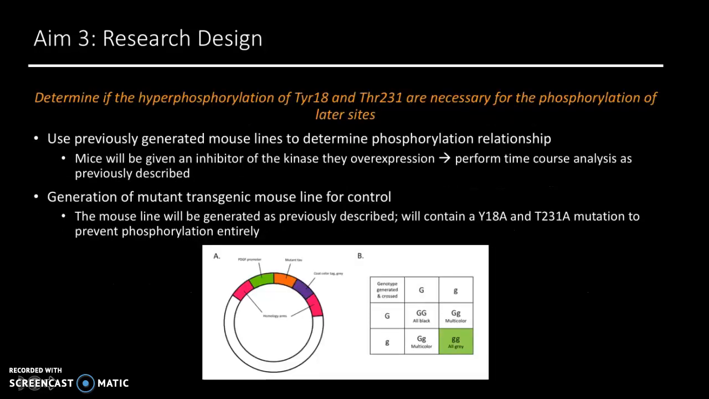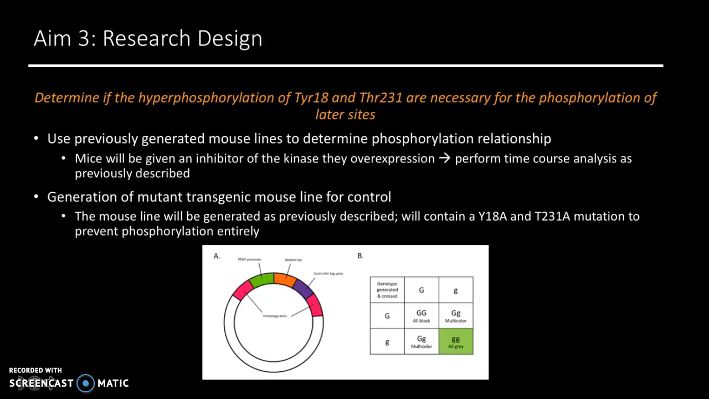My third aim, this one I'm actually super interested in. I read a whole bunch of papers and I couldn't find anything on it, but I'm interested in looking at if the hyperphosphorylation of tyrosine 18 and threonine 231 are both necessary for the phosphorylation of the later sites that I mentioned. So the serine 202, threonine 205, and then serine 199, 422, and 396. For this experiment, my plan is to run kind of two parallel experiments. So the first one, I will be using the previously generated mouse line that I had in aim 2 to determine the phosphorylation relationship.